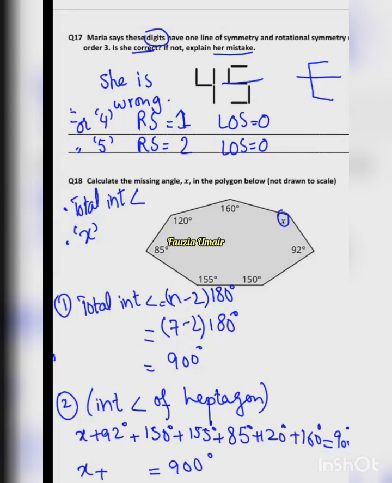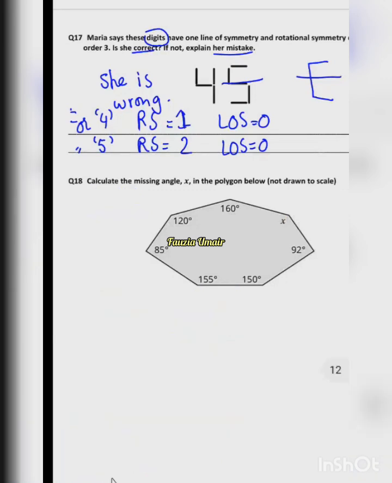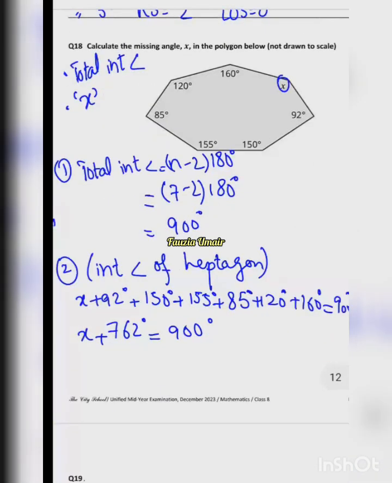Ma'am, it was 762. Sum of all the angles. So now x would be 900 minus 138. 762. Excellent. So it is 138 degrees. And that is a sensible answer because this is an obtuse angle. And I can see from the figure that x is also an obtuse angle, bigger than 90 degrees but less than 180 degrees.